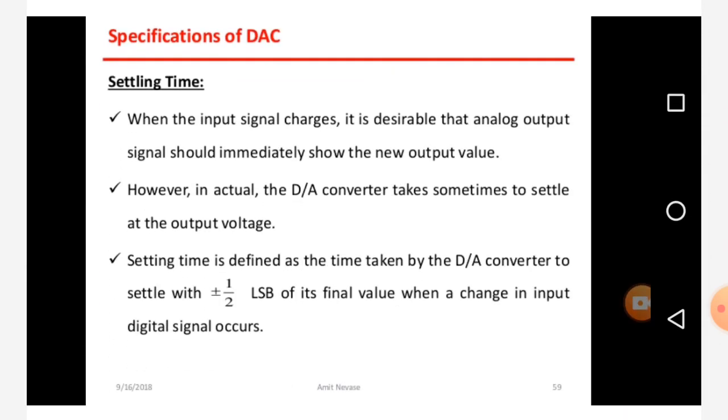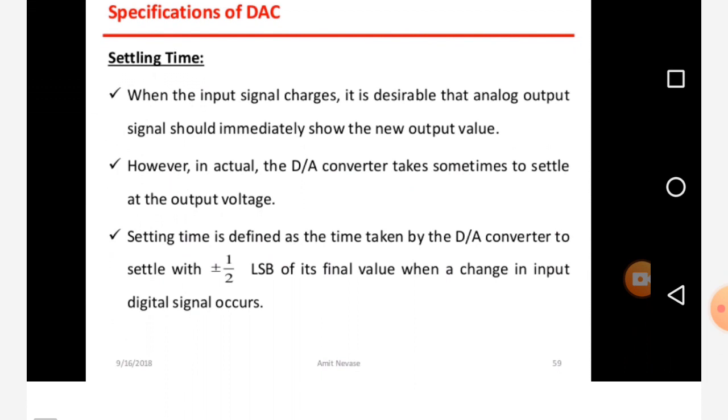Next specification is settling time. When the input signal changes, it is desirable that the analog output signal should immediately show the new output value. However, in actual, the D to A converter takes some time to settle to the output voltage. Settling time is defined as the time taken by the D to A converter to settle within plus or minus half LSB of its final value when a change in input digital signal occurs.